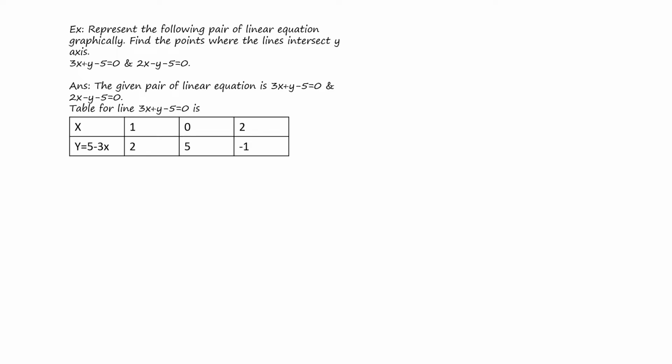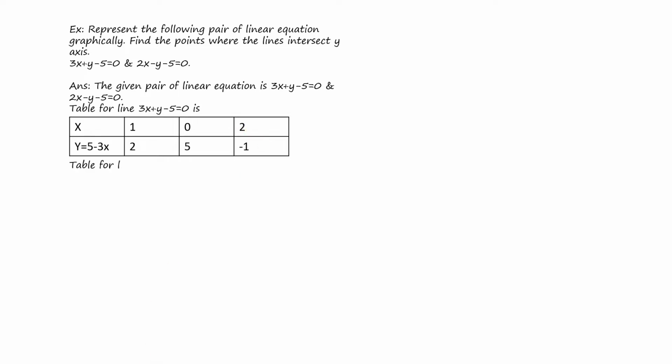The given linear equations are 3x + y - 5 = 0 and 2x - y - 5 = 0. As per the procedure, we have to find at least two solutions for both the linear equations. The table for the linear equation 3x + y - 5 = 0: y = 5 - 3x. So when x is 1, y equals 2. When x is 0, y is 5, and when x is 2, y is -1.